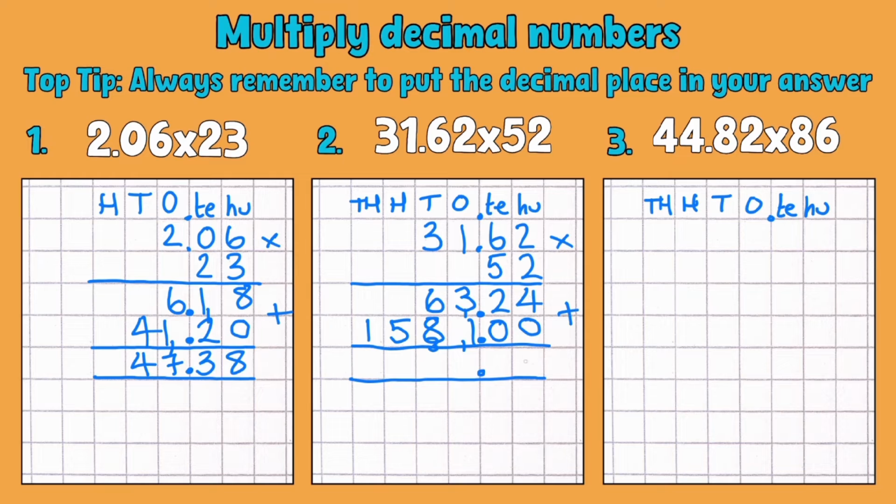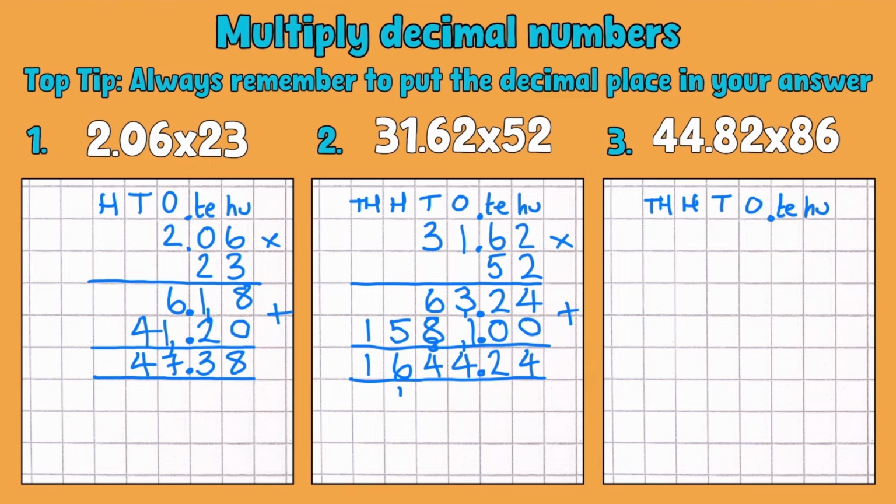And now all I need to do is bring these two back together to make it multiplied by 52. So 4 add nothing is 4. 2 add nothing is 2. 3 add 1 is 4. 6 add 8 is 14. 5 add nothing, add the 1 is 6. And nothing, add the 1 is 1. So you can see that because we've got our decimal places all in line, our answer works out at 1644.24.